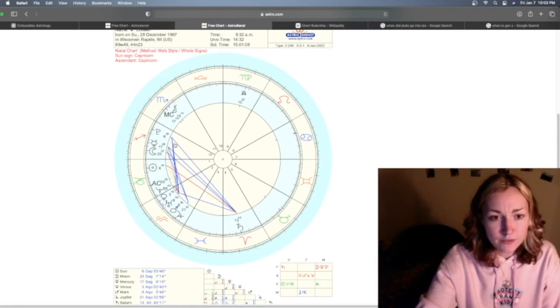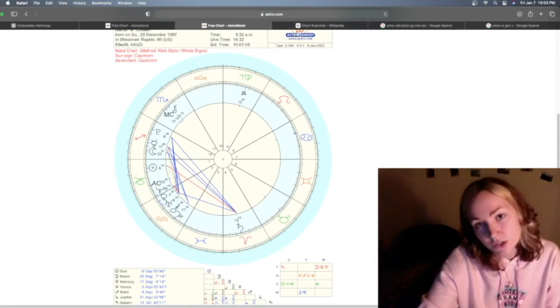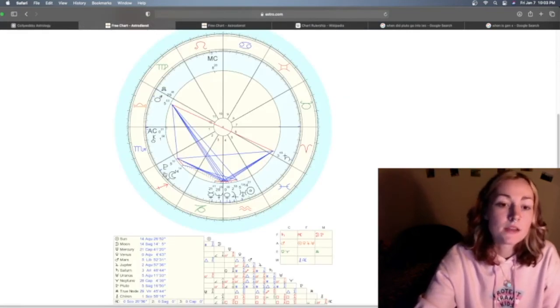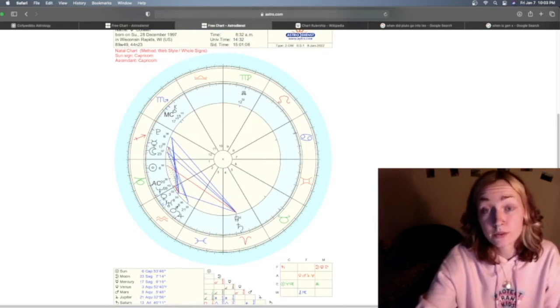Anyway, those are the aspects. I believe I covered all of them. We have trine, that's harmonic, sextile, that's supportive, oppositions that are balancing energy, and then squares, which are conflicting energies that sort of symbolize a need for growth.